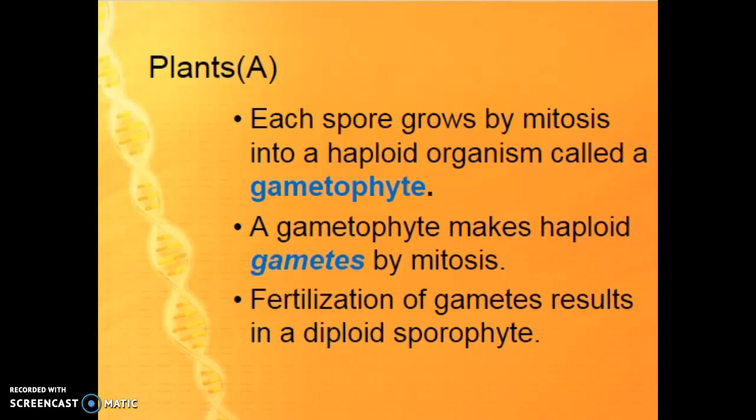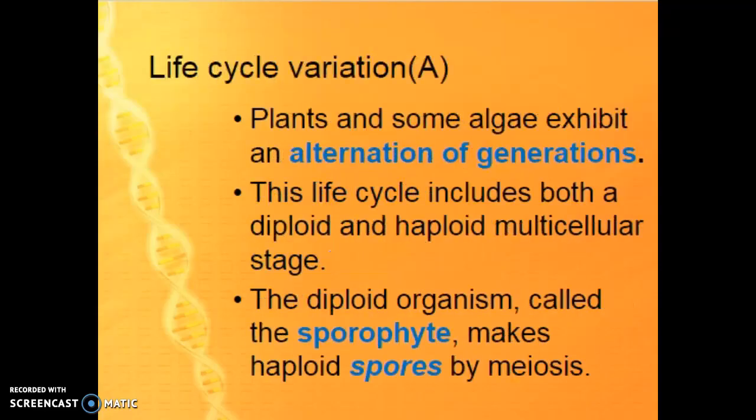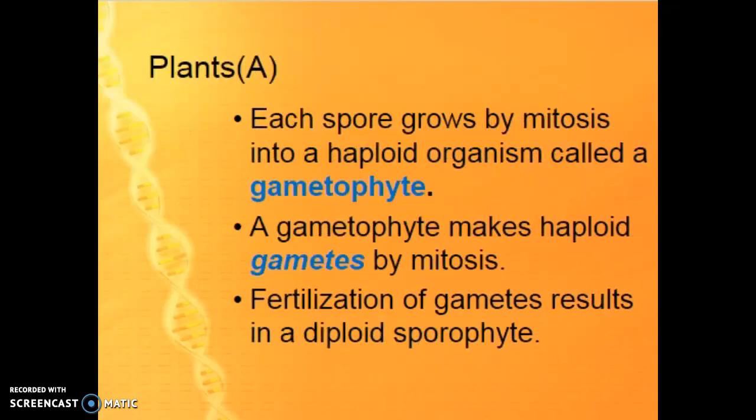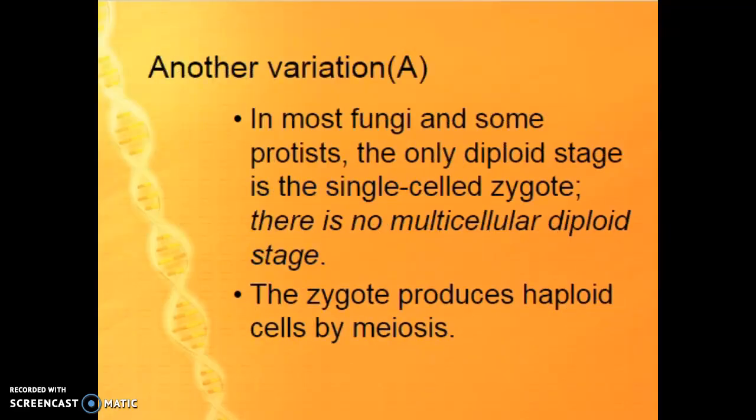Okay, so in plants, each spore is going to grow by mitosis into a haploid organism called a gametophyte. The gametophyte is going to make gametes by mitosis, and then the fertilization of the gametes results in a diploid sporophyte. So that's essentially this alternation of generations that we're talking about. Like I said, I'll post some more information on that because I know I'm not doing a good job of explaining it. I'm not feeling well today, so I'm kind of stumbling through my words.